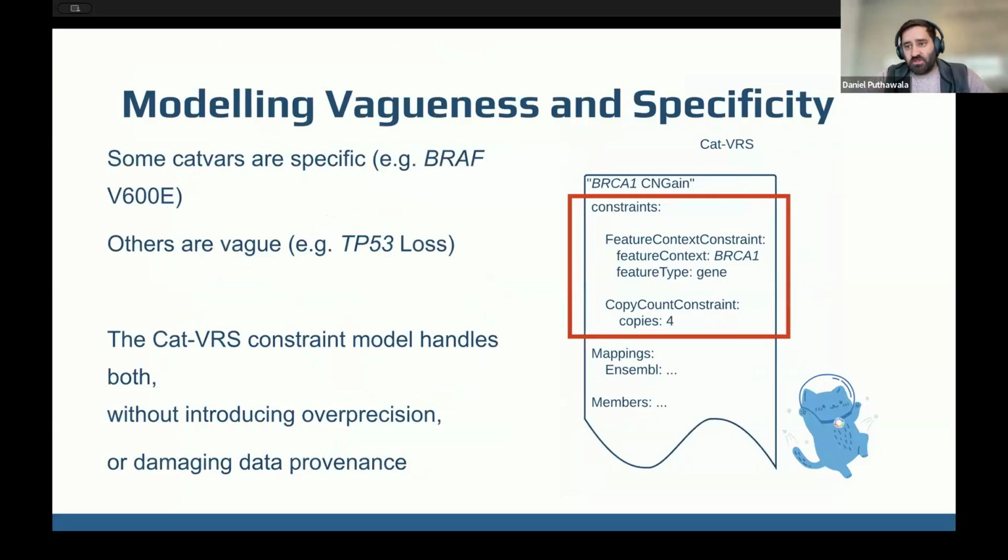Coming back to that challenge I alluded to earlier, one issue, right, was that categorical variants can be extremely specific or rather vague. And the nice thing about the constraint system is that it handles both of these. So the system is built to allow people to input the information that they know without forcing them to make up information that they don't know, which protects data provenance and helps us reflect the human intuition and the knowledge associated to us available.